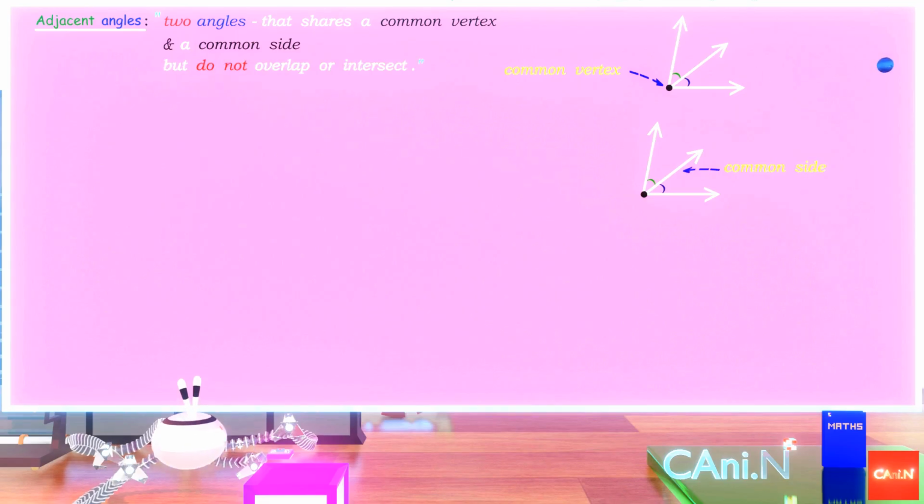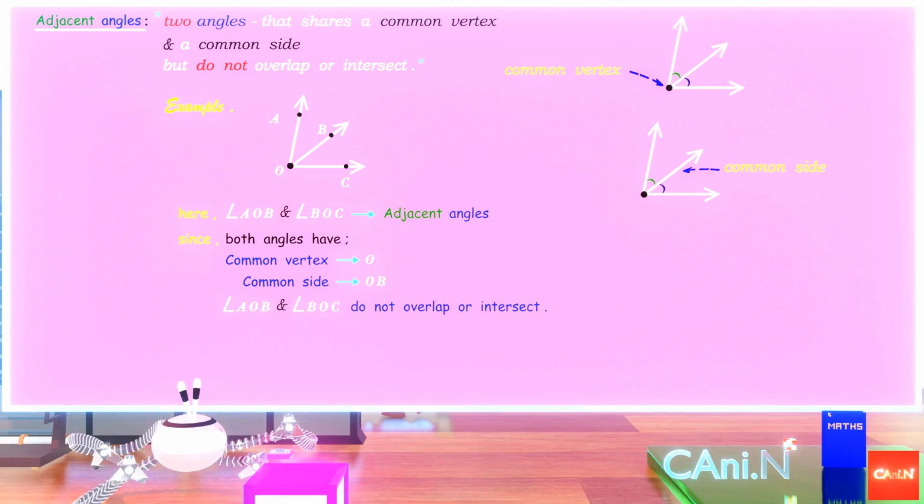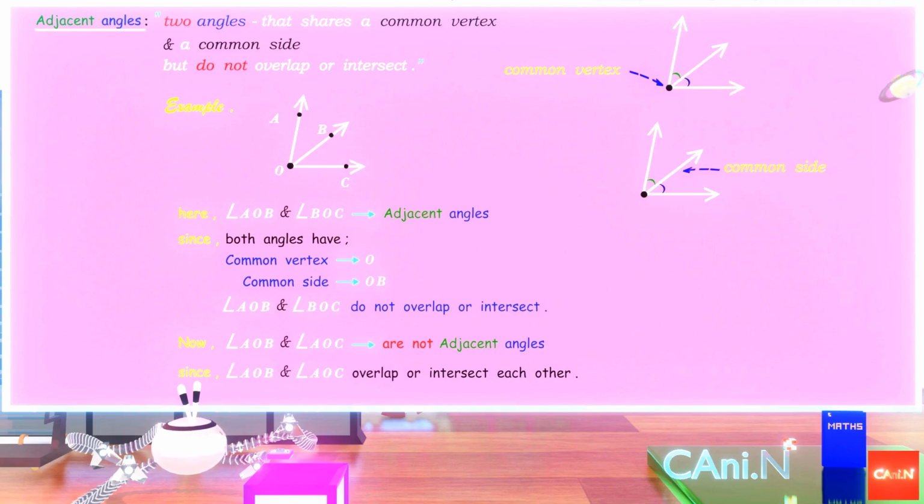Adjacent angles are two angles that share a common vertex and a common side, but do not overlap or intersect. Example. Here, angle AOB and angle BOC are adjacent angles. Since both angles have common vertex, that is, O, and common side, that is, OB, angle AOB and angle BOC do not overlap or intersect. Now, angle AOB and angle AOC are not adjacent angles, since angle AOB and angle AOC overlap or intersect each other.